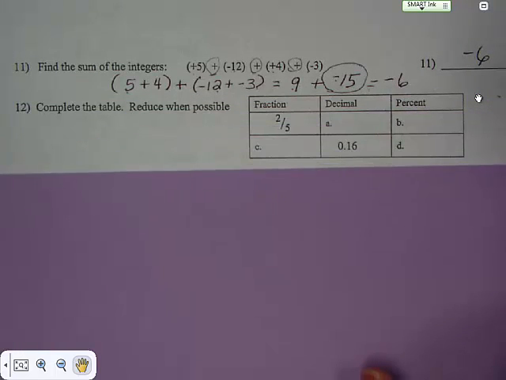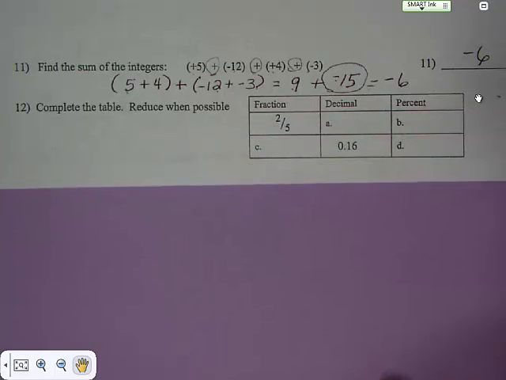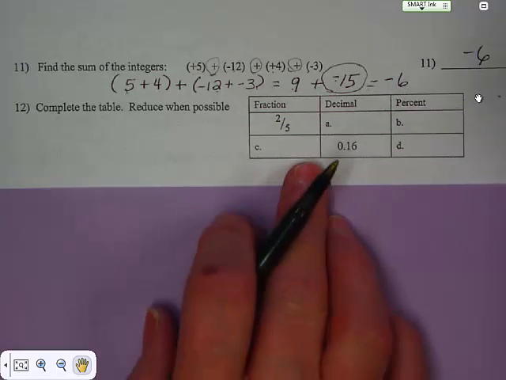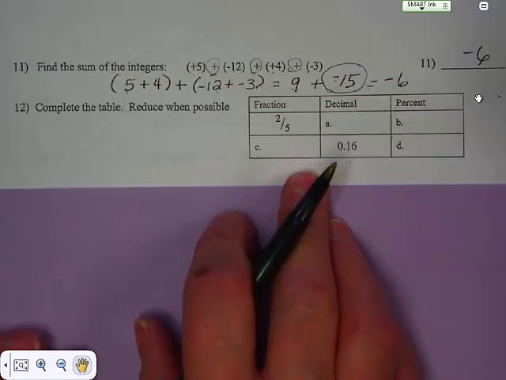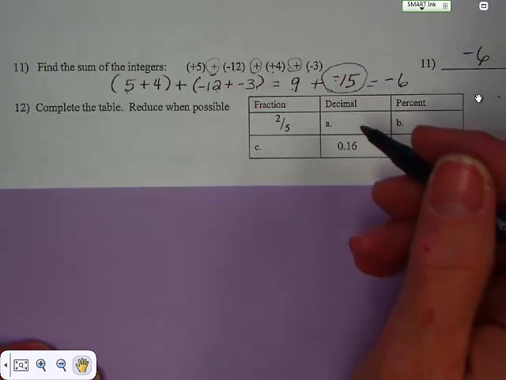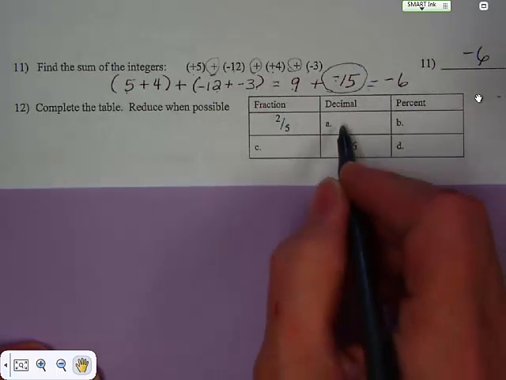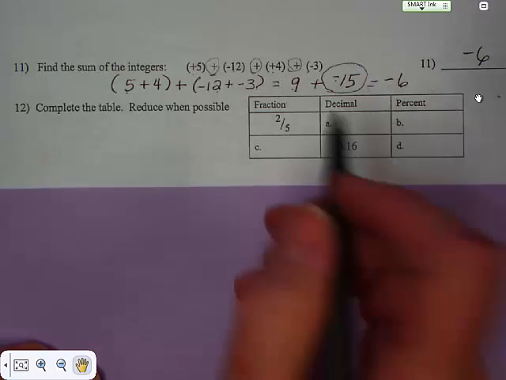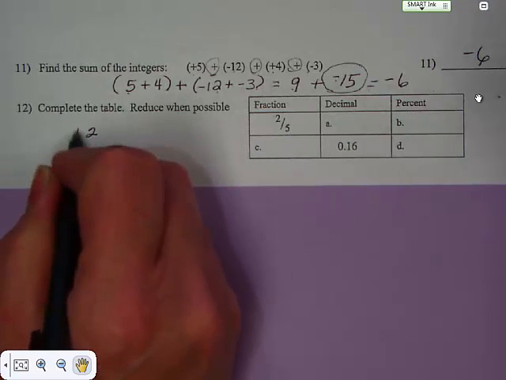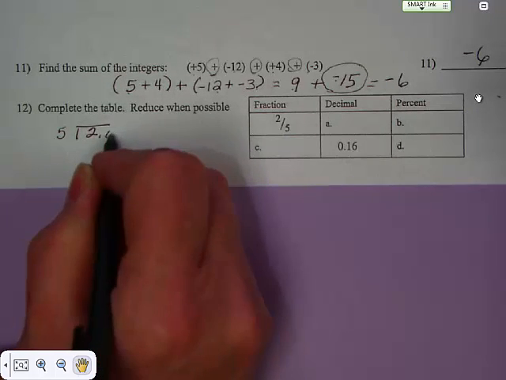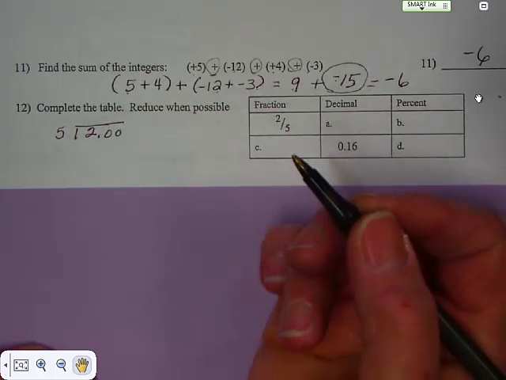Okay. Now, number 12, I regret to inform you that you're going to see one of these kind of problems on just about every test we do the rest of the year, so get used to it. Okay? All right, 2/5. We have to turn that into a decimal. There's two ways to do that. You can take 2 divided by 5. Okay? And you can go that route if you want to.